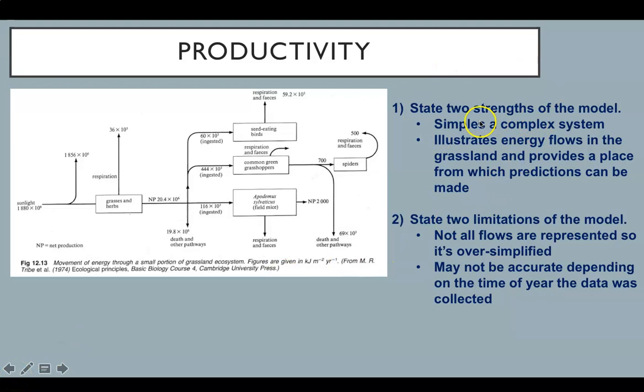A couple of strengths of this model: it does simplify a complex system, and it illustrates energy flows in the grassland and provides a place from which predictions can be made. A couple of limitations: not all flows are represented, so it's oversimplified. And maybe it's not accurate, depending on the time of year the data was collected.